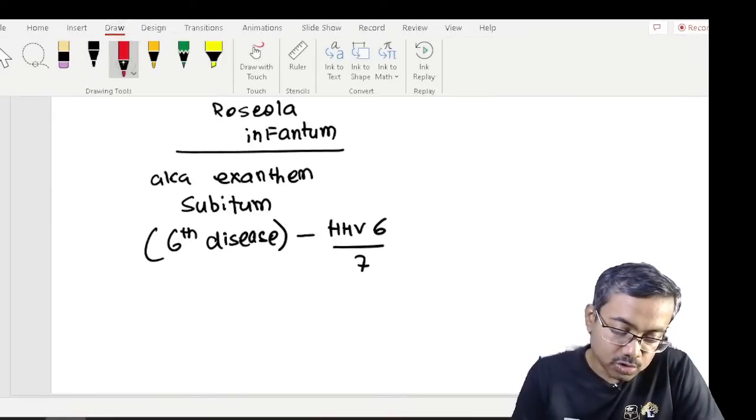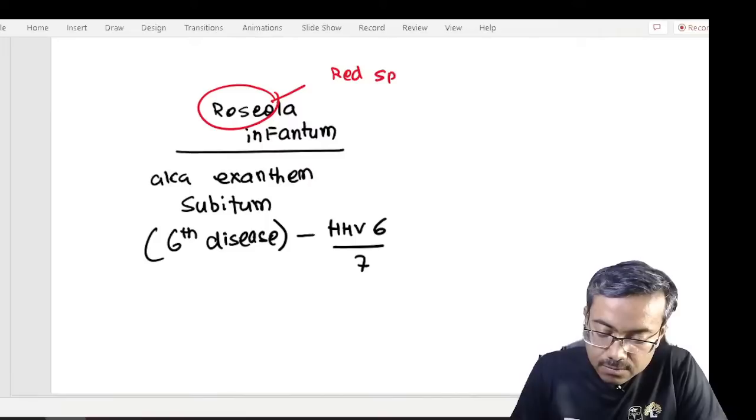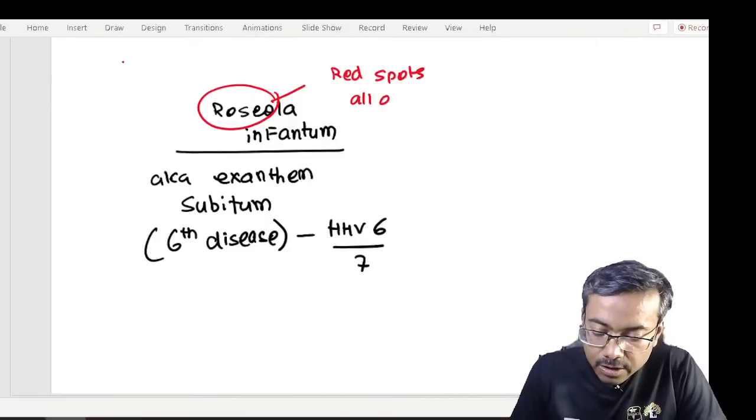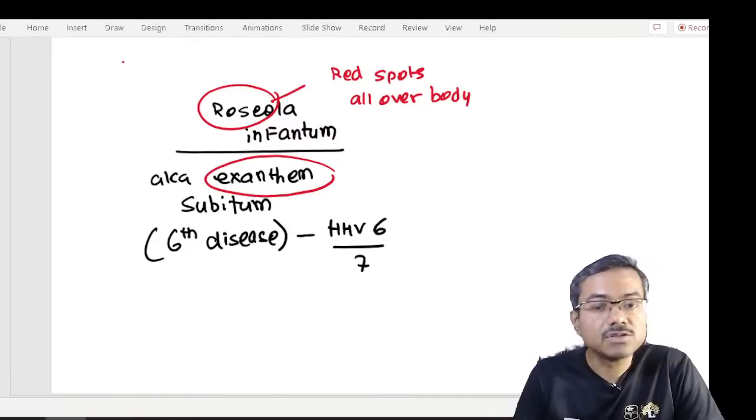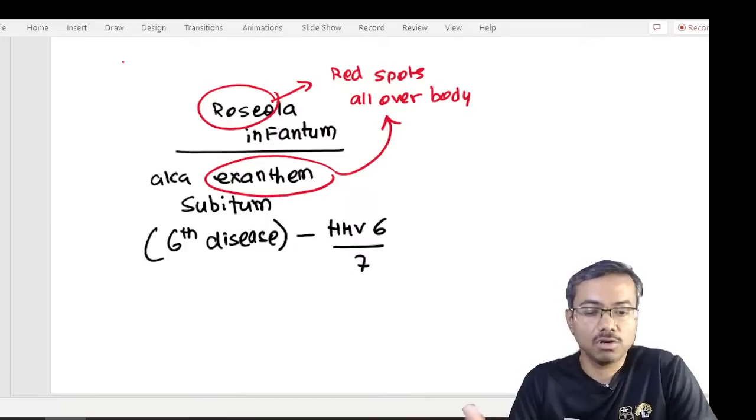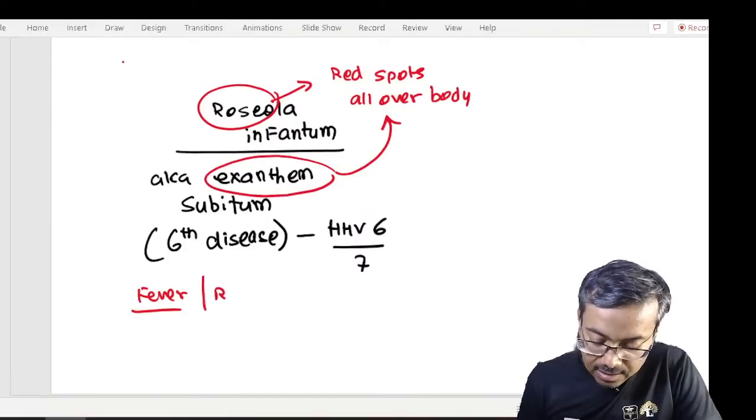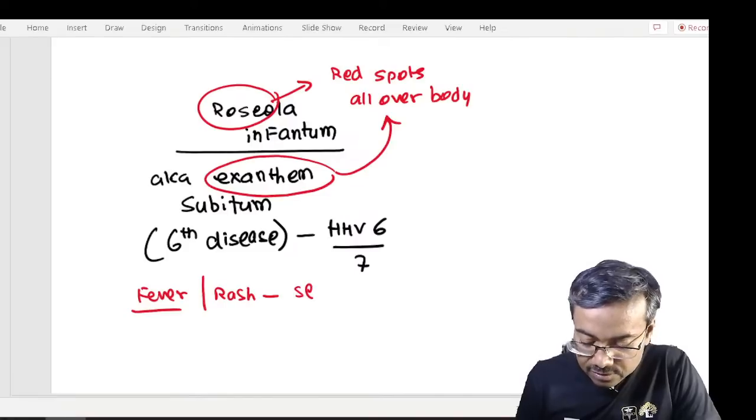The word roseola, rose, means this is going to have red spots all over the body, okay? Exanthem is also a word for that only. The word exanthem means a red spot all over the body. Usually it will have fever and a rash, which is usually then self-resolved. We don't have to do anything about it.